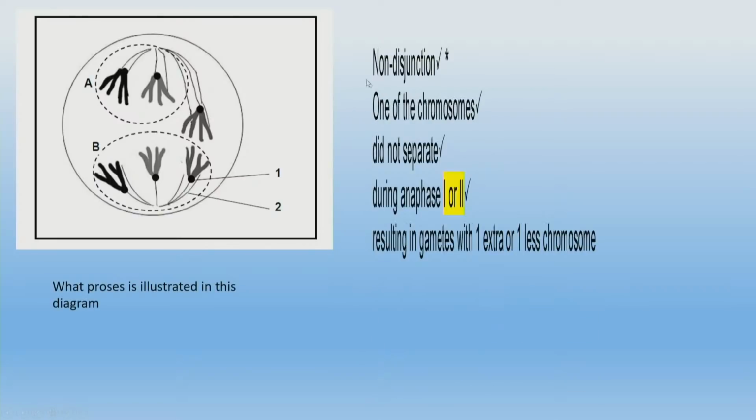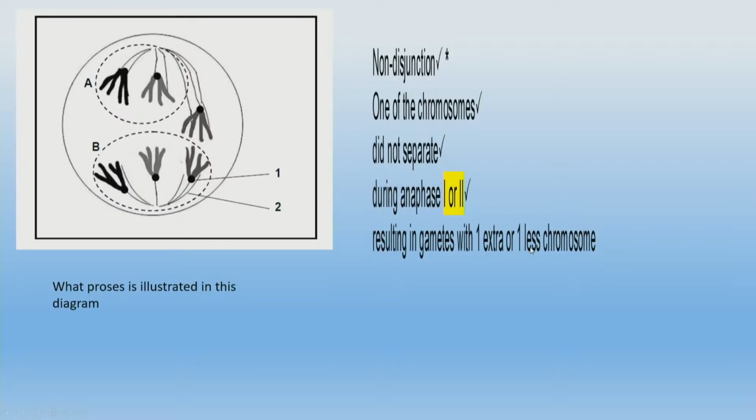Another part of meiosis that is very important that you are able to identify is this process that takes place here, and that is non-disjunction. Non-disjunction is where the chromosomes fail to separate. There's the chromosome and there's the chromosome, they fail to separate because there are two homologous chromosomes, and now we call it non-disjunction. One of the chromosomes did not separate during anaphase 1, resulting in gametes with one extra or one less chromosome.